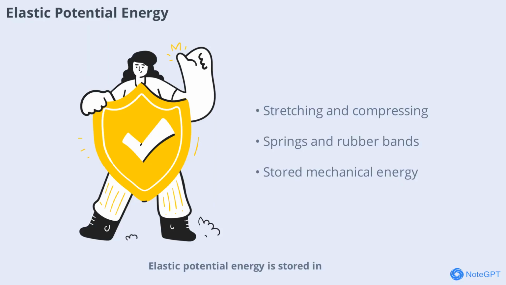Elastic potential energy is stored in objects that can be stretched or compressed, like springs and rubber bands. When you stretch a spring, you do work on it, storing energy that can be released when the spring returns to its original shape. This concept is important in mechanics and engineering.